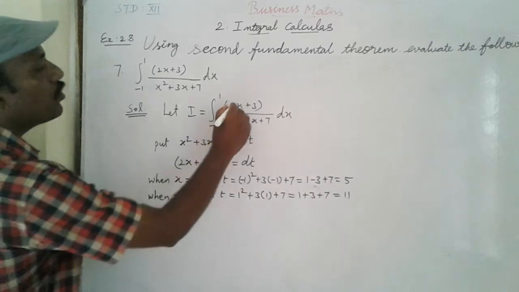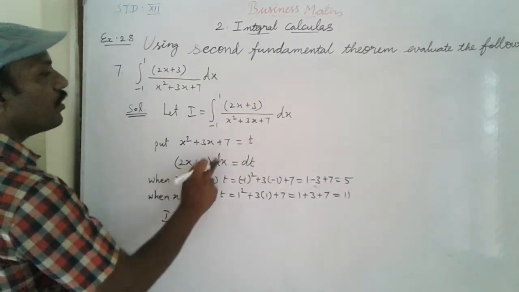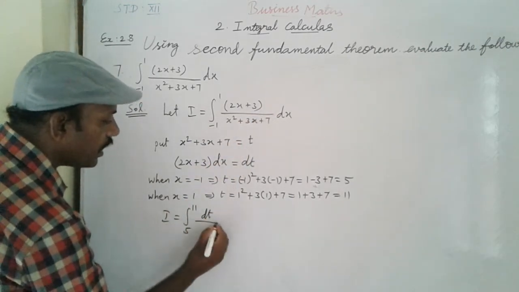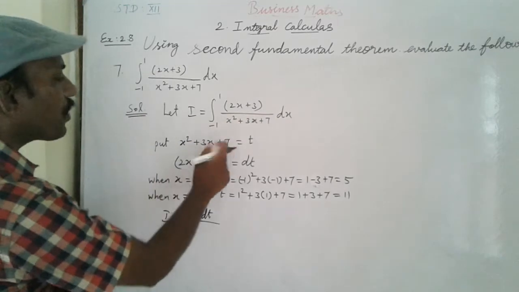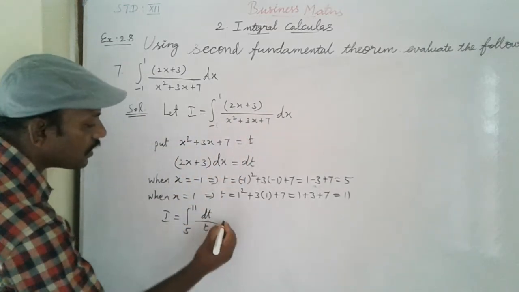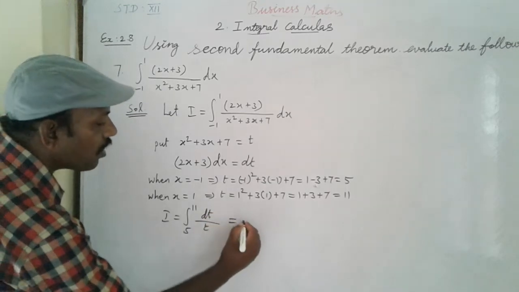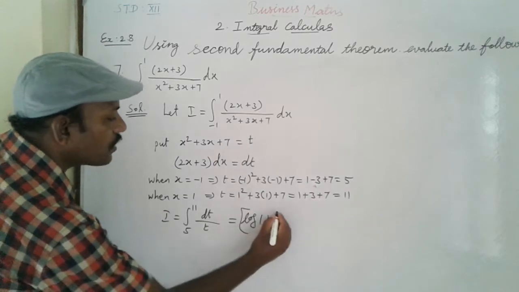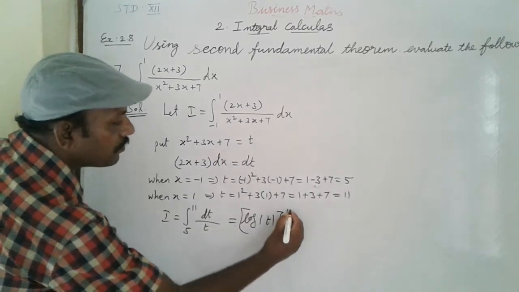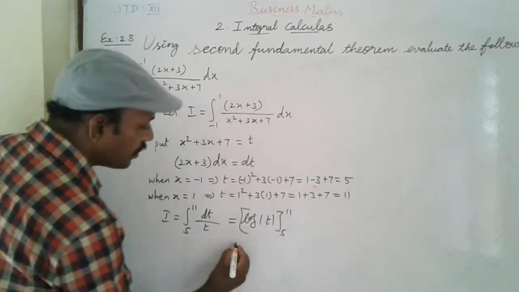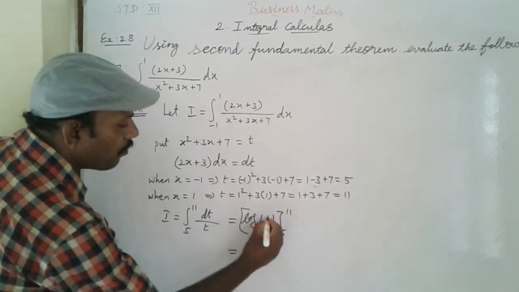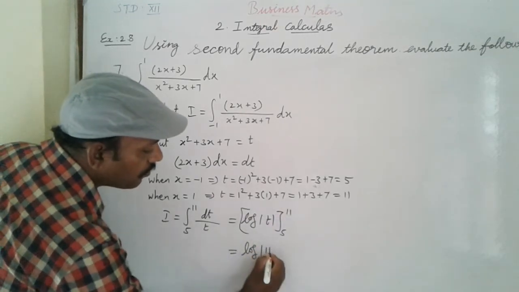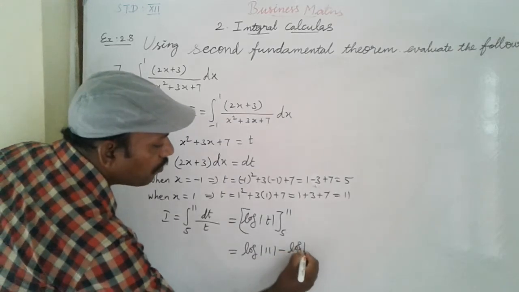So 2x plus 3 into dx is dt. So dt divided by x square plus 3x plus 7 is t. So t, integrate, then we know that it is log of modulus t. The limit is 5 to 11. So substitute the limit: log modulus 11, modulus 11, minus log modulus 5.